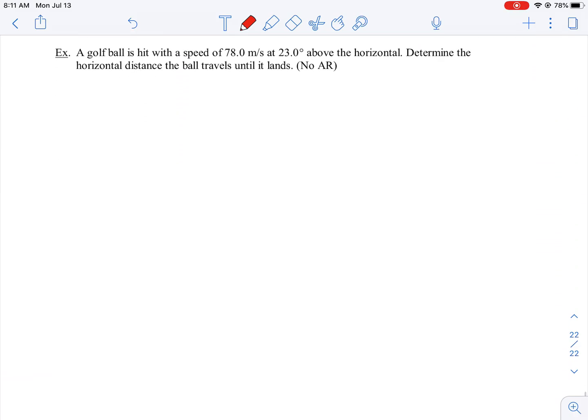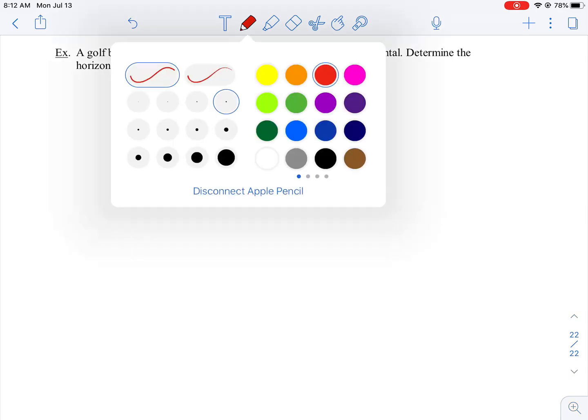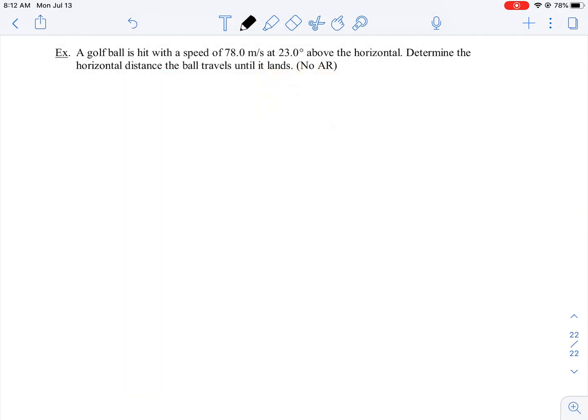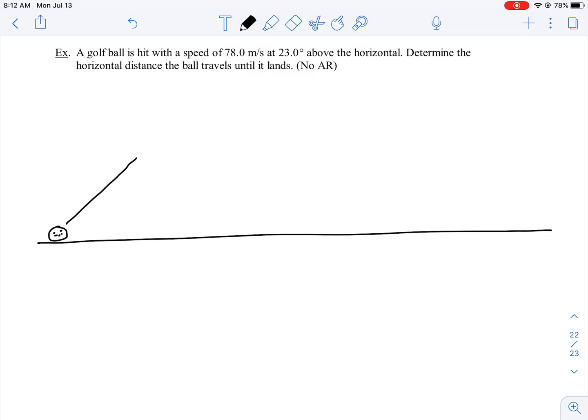So now we have a classic golf ball question. Let's draw this first. I'm going to do a nice big diagram here so I can make full use of it. But here's the golf ball at the beginning, launched at a speed of 78 meters per second at an angle of 23 degrees above the horizontal.